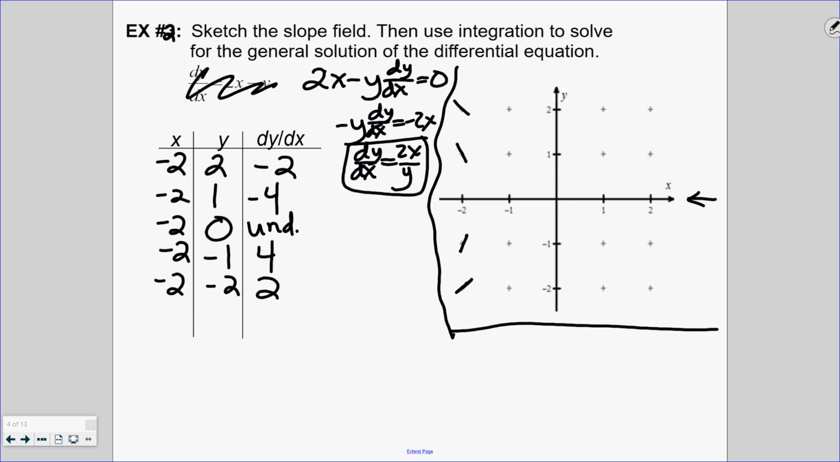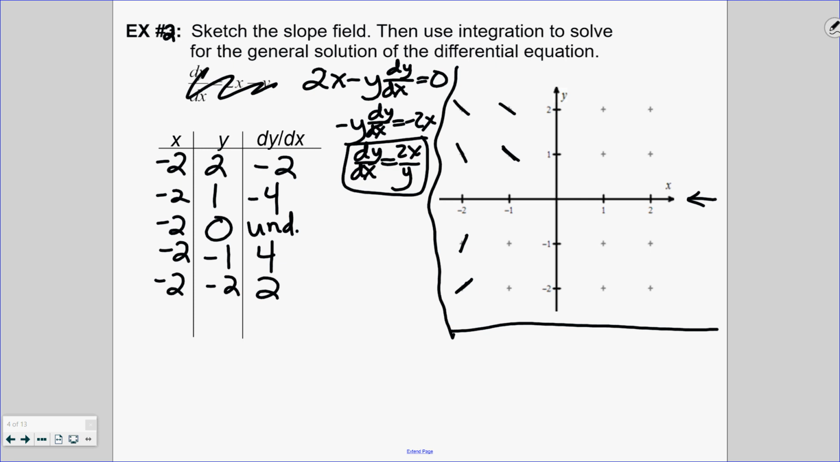So let's go to negative 1, 2, which is right here, and let's plug that in. So x is negative 1, that gives me negative 2 over the y, which is 2. Negative 2 over 2 is negative 1, so that's going to be slanted just like this. Then negative 1 is the next point directly below that. Negative 1, 1, sorry, is this point right here. So plug in negative 1 for x, you get negative 2 divided by negative 1, you get negative 2. So again, a little steeper than that last one.